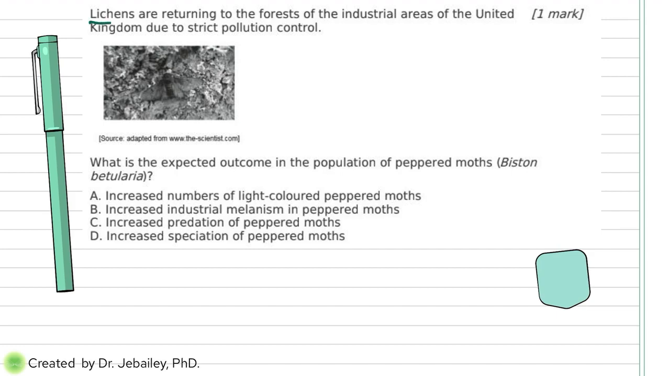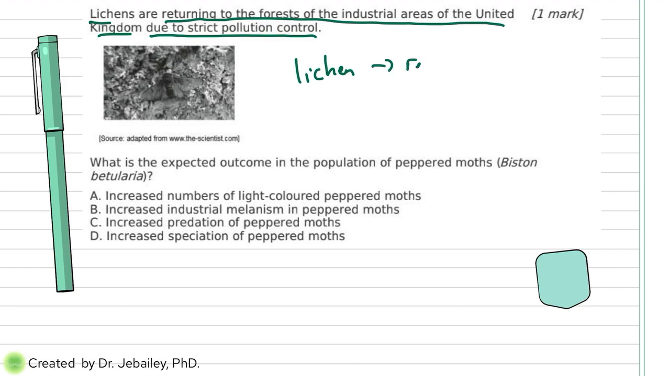Here it says the lichens are returning to the forest of the industrial areas of the United Kingdom due to strict pollution control. So that means the pollution is being reduced, right? It says here, what is the expected outcome in the population of peppered moths?